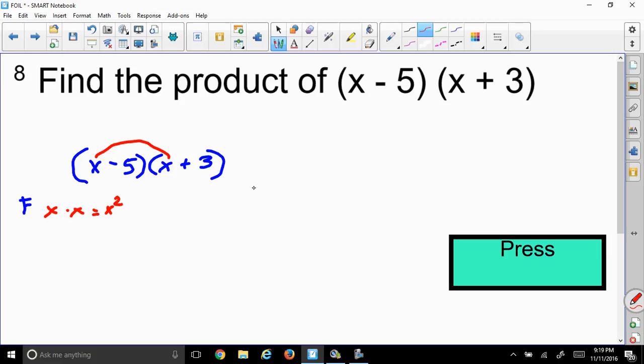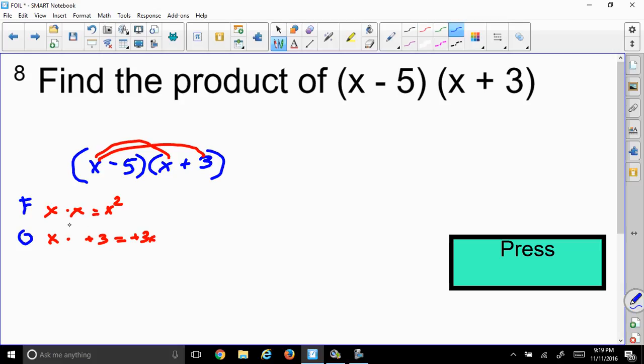The next thing we're going to do is the O, which is the outer terms. The outer terms are multiplying the farthest two that are apart, the first one and the one way at the end. So that'll be x times the plus 3, or positive 3, and that'll give us positive 3x.